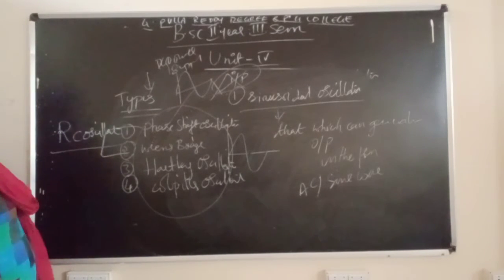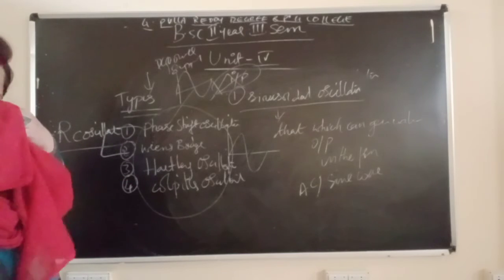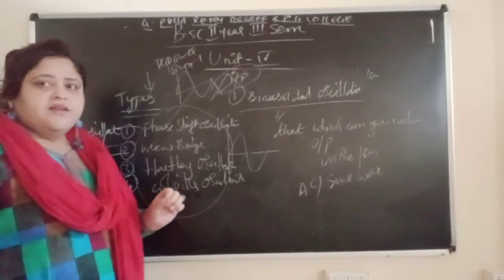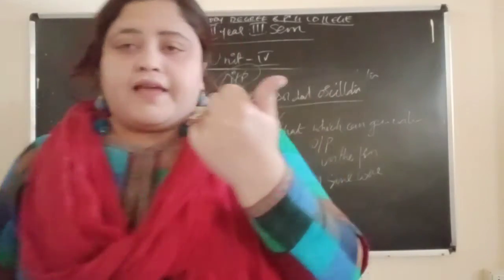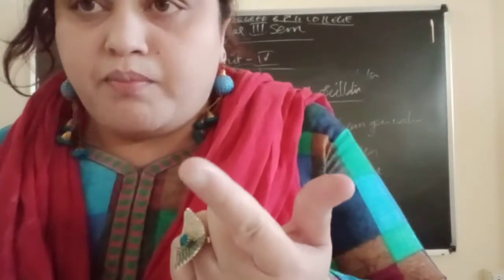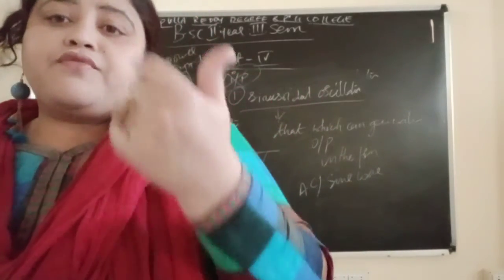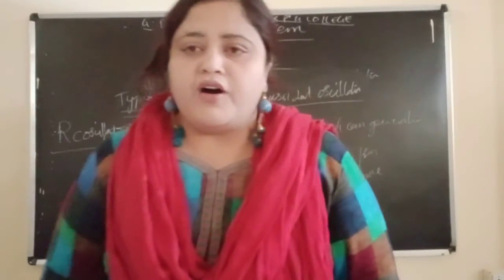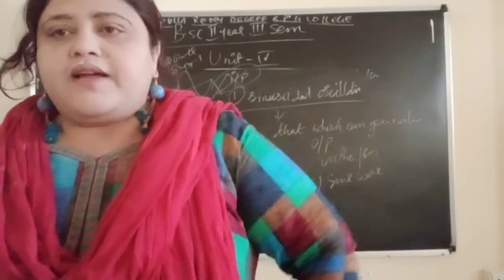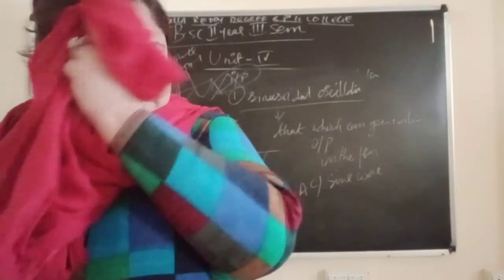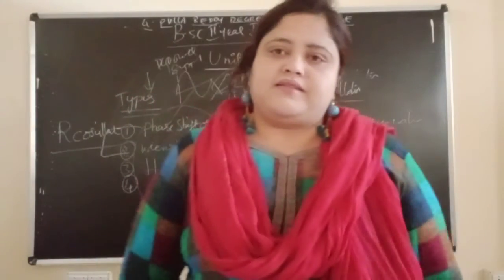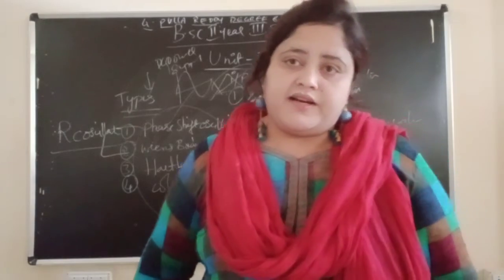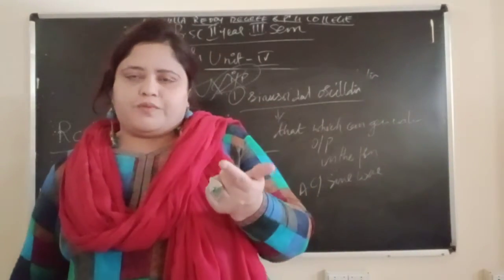RC oscillators are 2: phase shift and Wien bridge. Why are we calling it an RC oscillator? Because with the help of capacitor and resistor, phase shift and Wien bridge oscillators can generate the output in the form of sine wave. That's why they are named RC oscillators. So, RC oscillator means we should refer to which oscillators? Phase shift and Wien bridge.